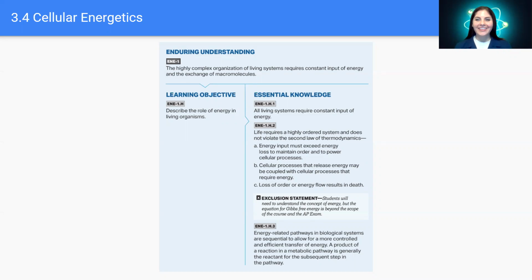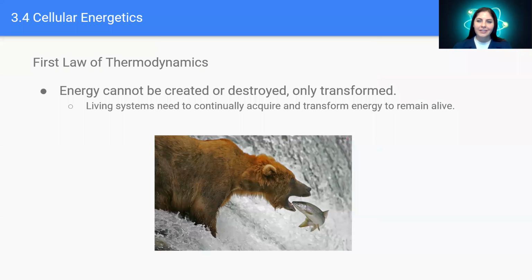So the goal at the end of this unit is that you should be able to describe the role that energy plays in living organisms. So let us consider the first law of thermodynamics, which I'm sure most of you have probably heard about in one of your previous science classes. The first law of thermodynamics states that energy cannot be created, nor can it be destroyed, but it can only be transformed from one type of energy to the next.